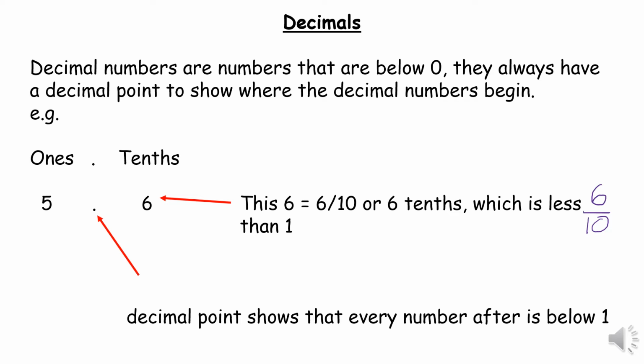In the columns here, in the ones column, below the 1, I have got number 5. Then we've got the decimal point. Now this shows that every number after this decimal point is less than 1, is below 1. Then, after that decimal point, I've got a column called the tenths. Now this is where the fractions start coming in. So this is 6. So this 6 equals 6 over 10, or 6/10, which is less than half.